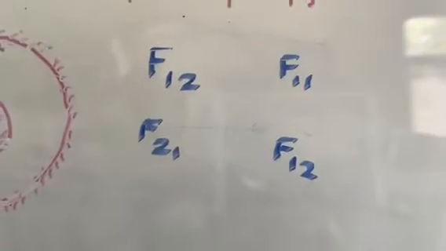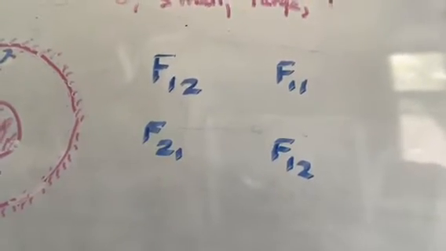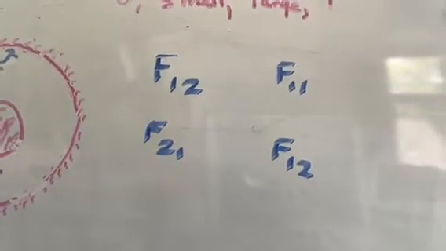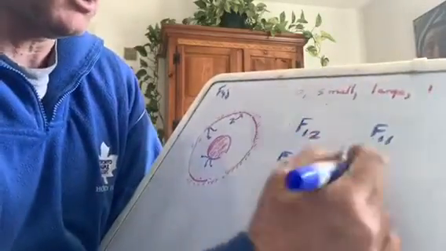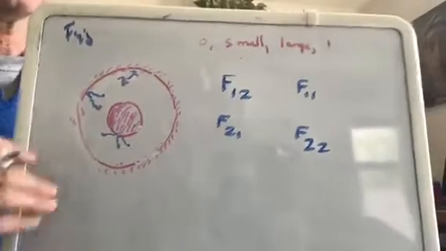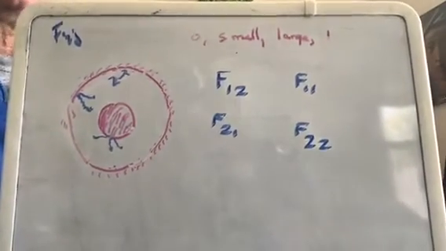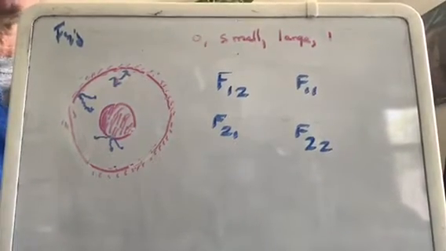Okay, so all we're doing for now is figuring out those 4: F12, F11, F21, and, whoops, mistake there, apologize for that, F22. So figuring out those 4 radiation view factors for this case. Encourage you to pause the video and I'll get the answers up there in just a second.